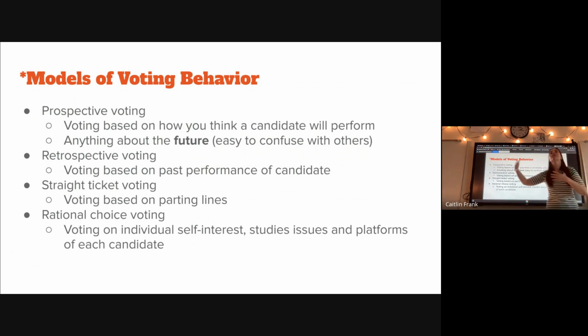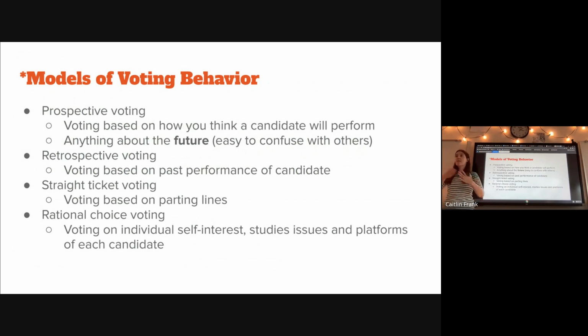So that is voting based on how you think a candidate will perform in the future or how a candidate will address your issues. How a candidate will address your issues sounds a lot like rational choice, but you notice I said how they will address your issues. It's mentioning the future tense, and so it should be under perspective. So that's the trickiest part. Perspective, anything about the future, put under there.